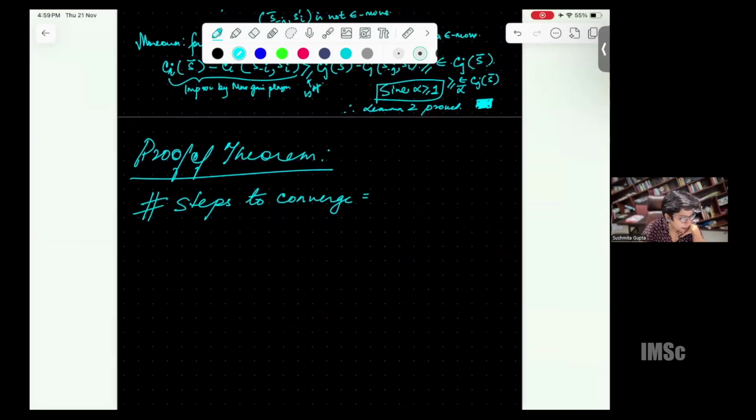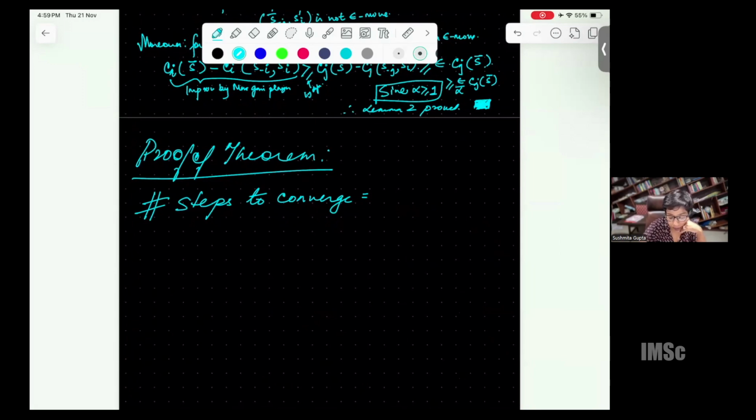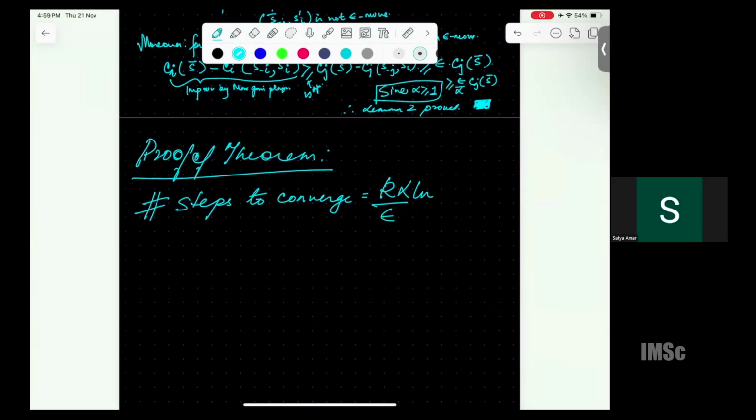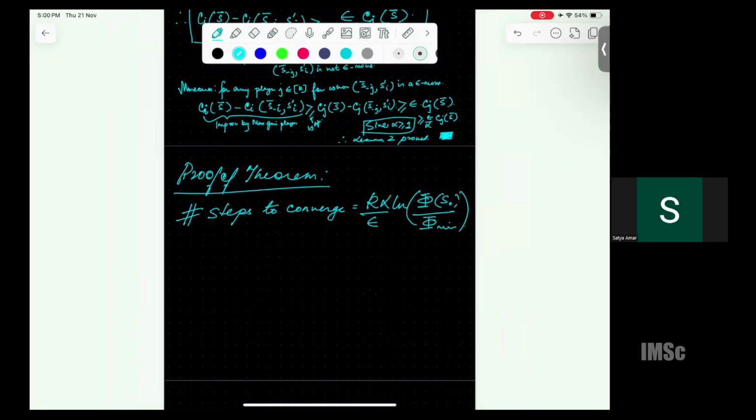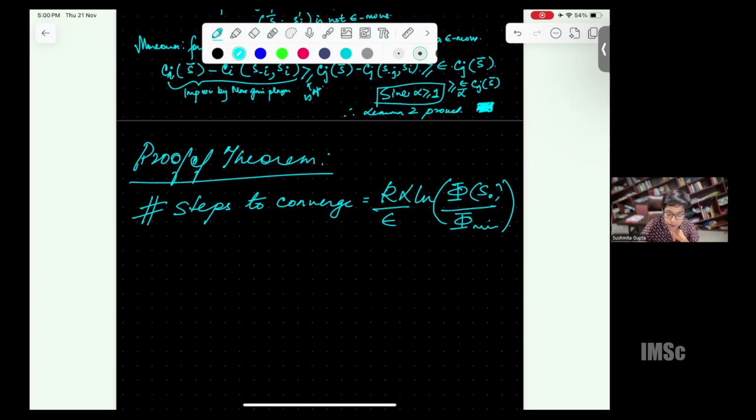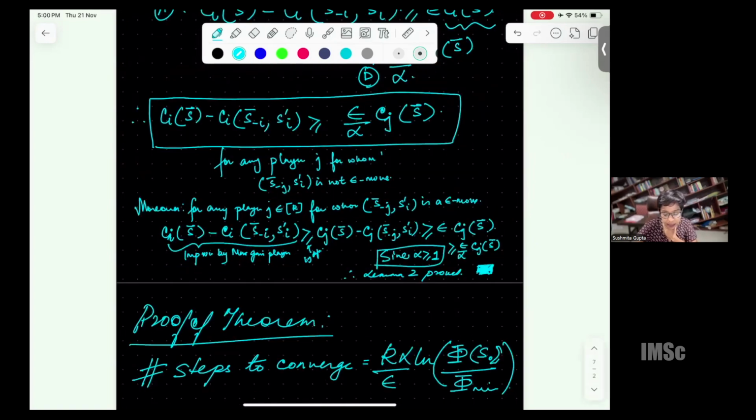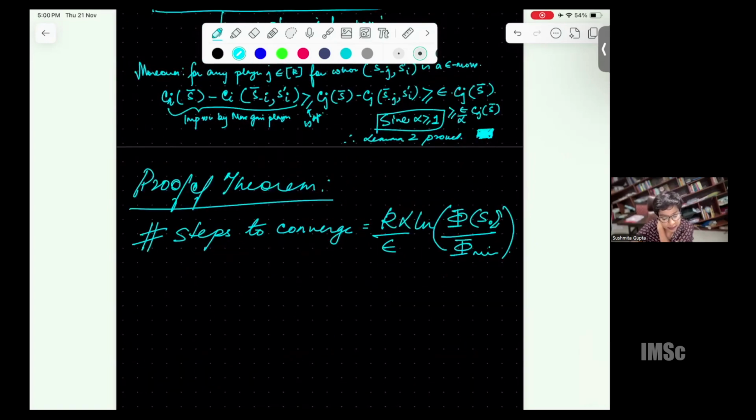Is what? Tell me, what do I want to show? We want to show that the summation of changes in potential function is the difference between what we converge to and our initial state. Okay, so we want to basically show the bound that this is the number of steps to converge is exactly this, right? Yeah? Okay.